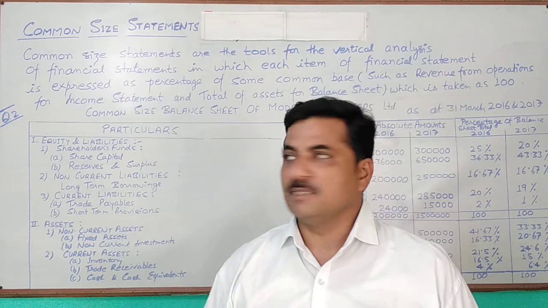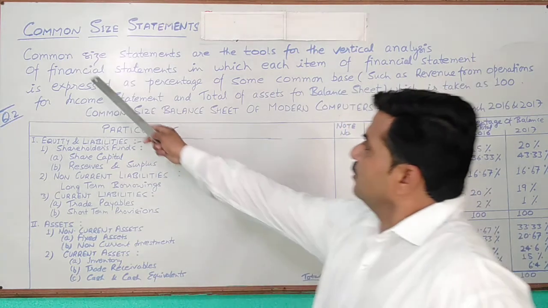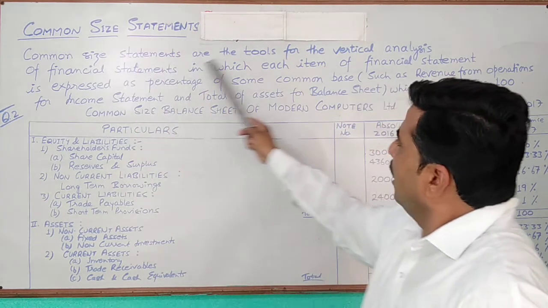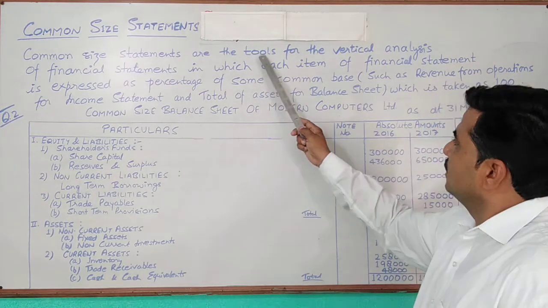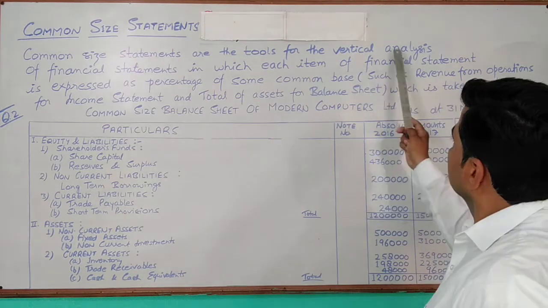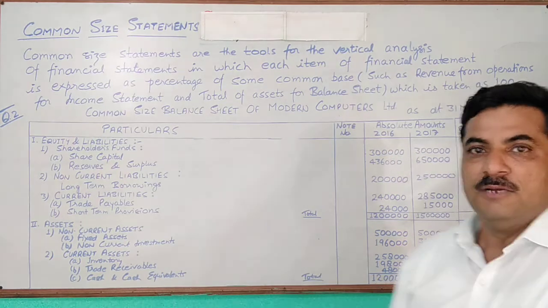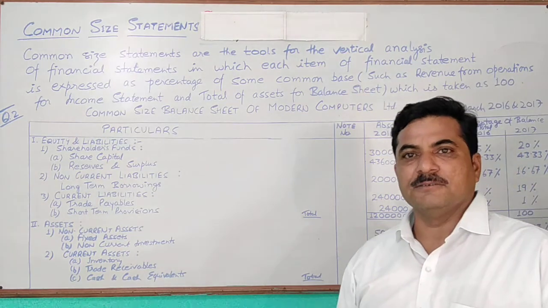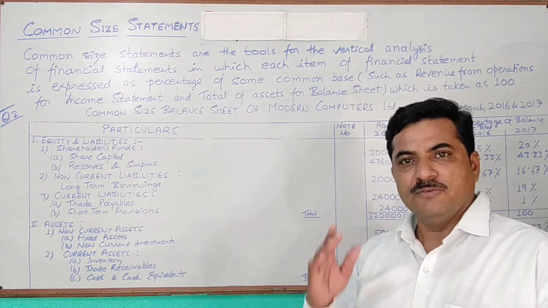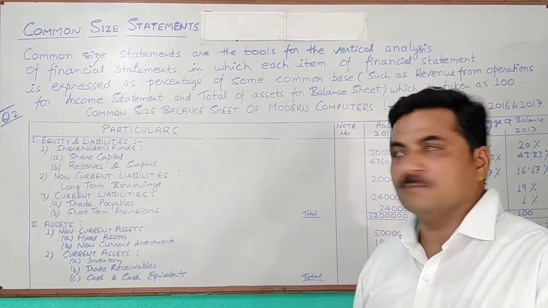So students, we can say that common size statements are the tools or equipments or statements for the vertical analysis. Vertical analysis means we use a standing format for the comparison, and we use the information of the 1 year for different types of comparison.